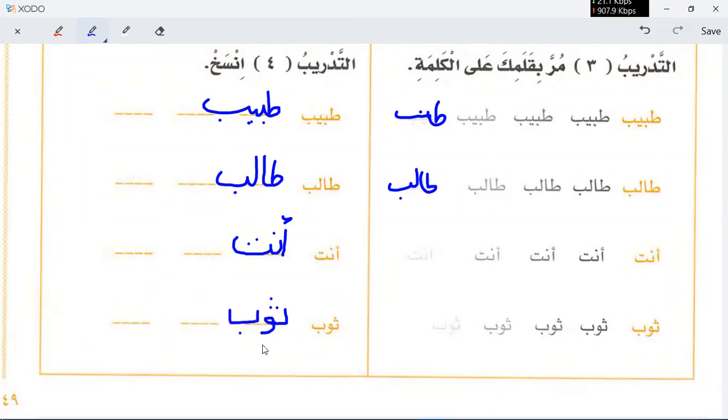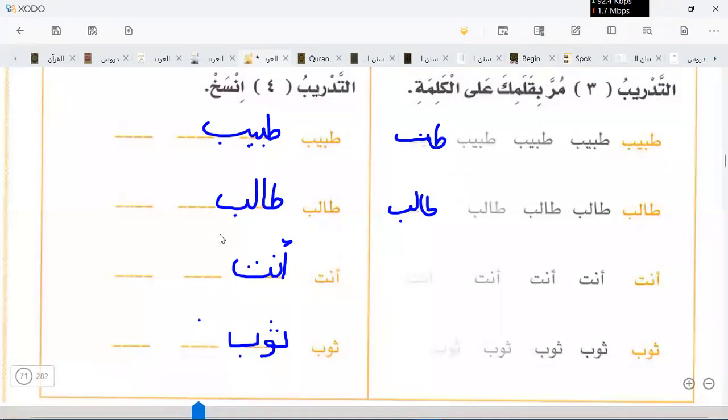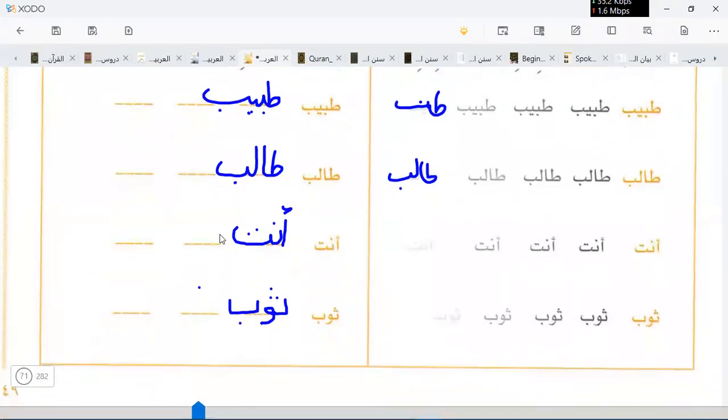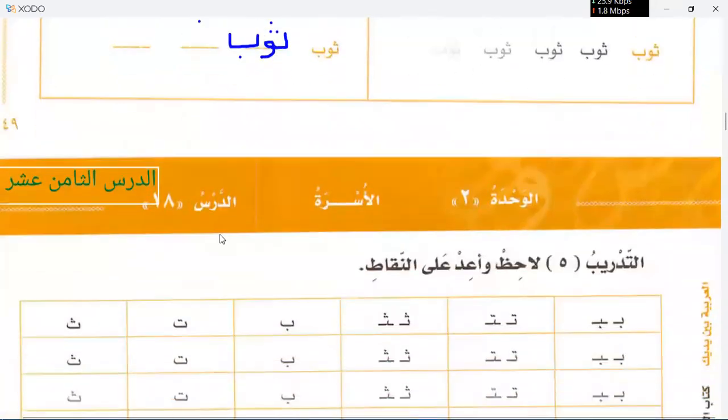And Ba will touch the line. So what does Saub mean? Saub is an Arabian dress for males. The dress which an Arab male wears is called Saub.